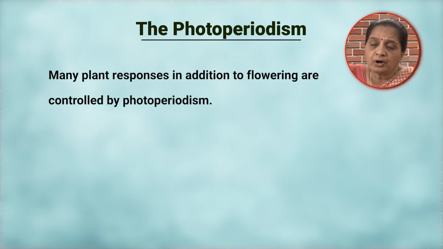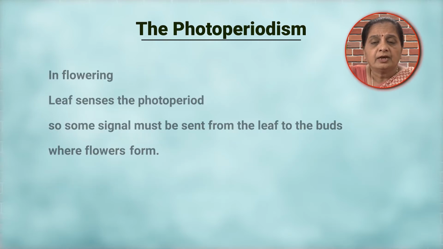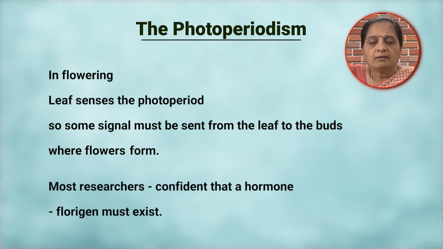Many plant responses in addition to flowering are controlled by photoperiodism. These are stem length, dormancy, leaf fall in autumn, germination of some seeds, tuber and bulb formation, and many other plant manifestations. In flowering, the leaf senses the photoperiod. So some signal must be sent from the leaf to the buds where the flower forms. Most researchers are confident that a hormone, florigen, must exist.